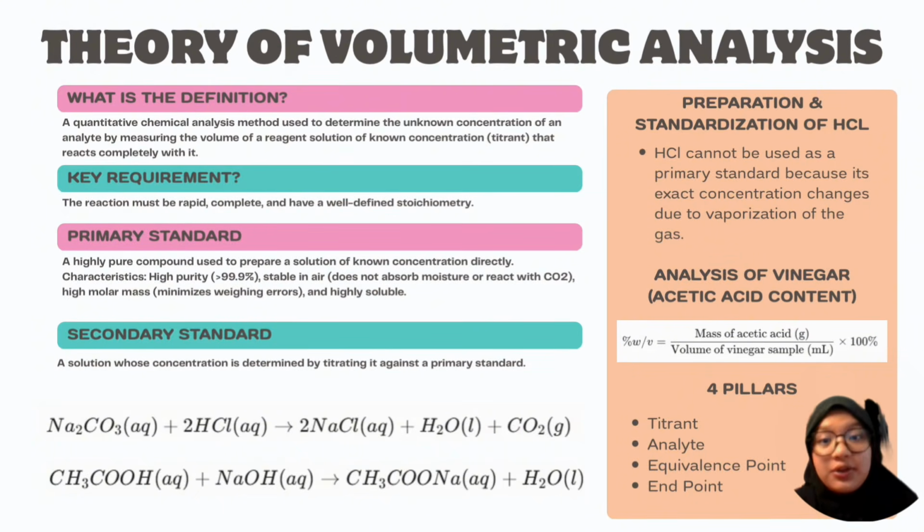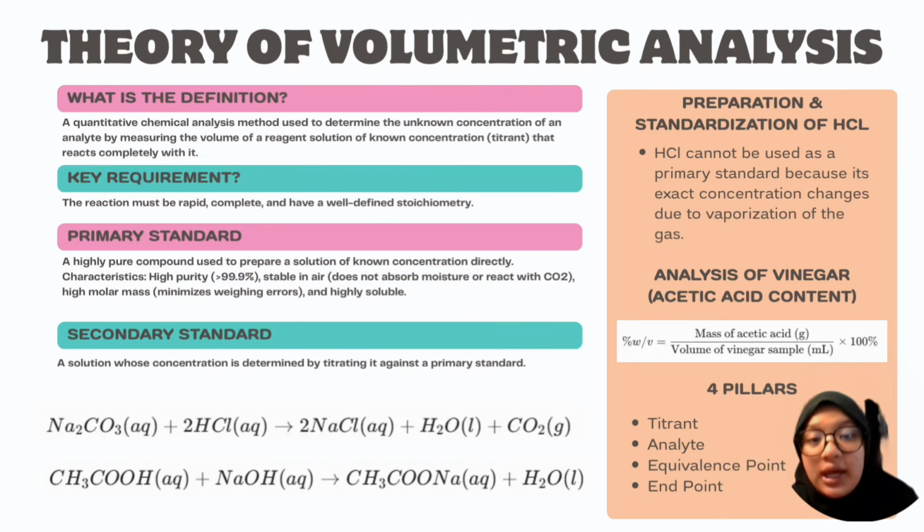Commercial vinegar is far too concentrated to titrate directly. It will require way too much titrant and waste material. So a crucial step in here is dilution. We dilute the vinegar first, perform the titration, calculate the molarity of the diluted sample, and then multiply by our dilution factor to find the original concentration.